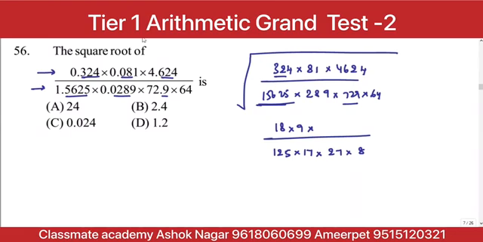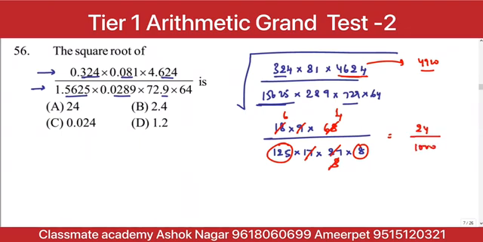See here. 70 square is very close to this. 70 square is 4900. It ends with 4, so definitely it is a square of 68. Right? 125 8s are 1000. Keep it as it is. So what we got? 24 by 1000, which is 0.024. So your answer is 0.024.